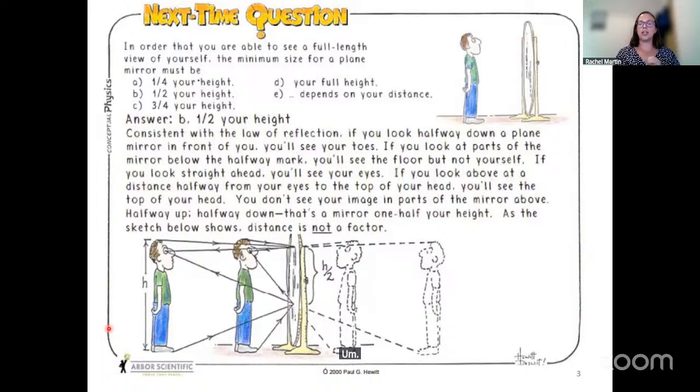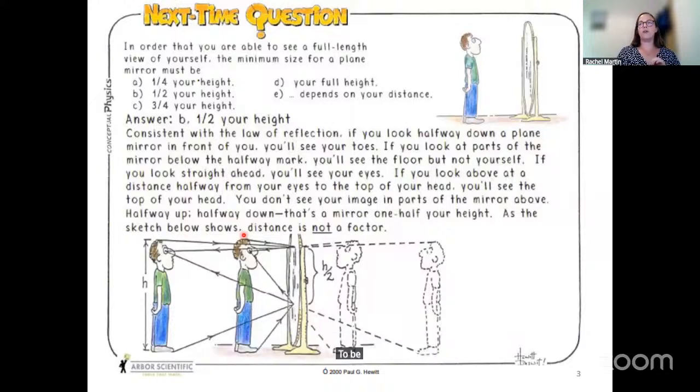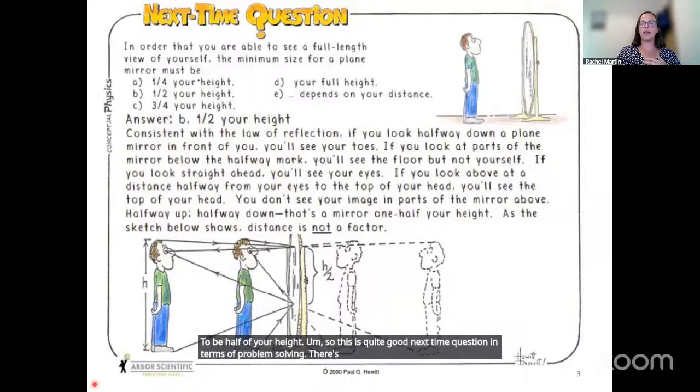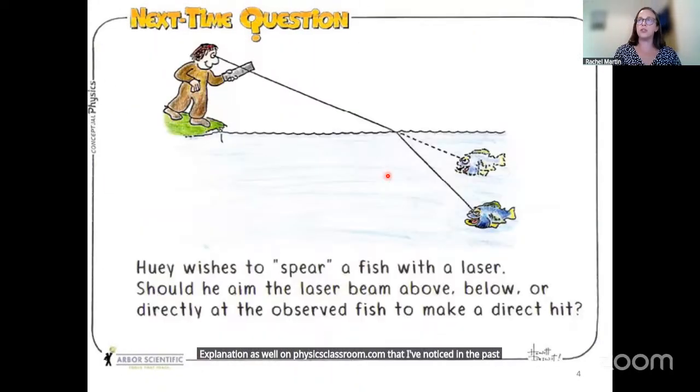So actually, next time there's a half length or full length mirror near you, play around with that. Physics in real life, you actually only need that mirror to be half of your height. So this is quite a good next time question in terms of problem solving. There's a really good explanation as well on physicsclassroom.com that I've noticed in the past. I use this question with my students.